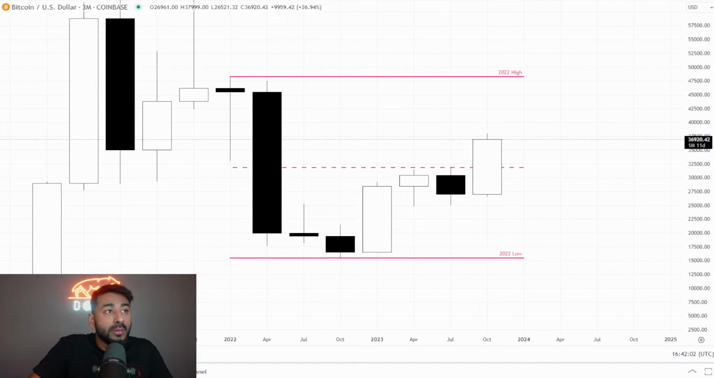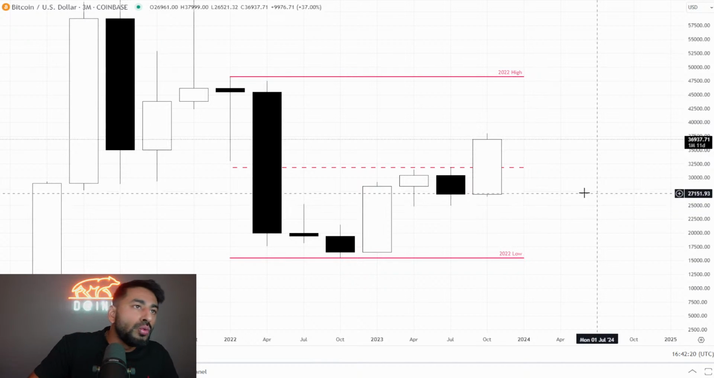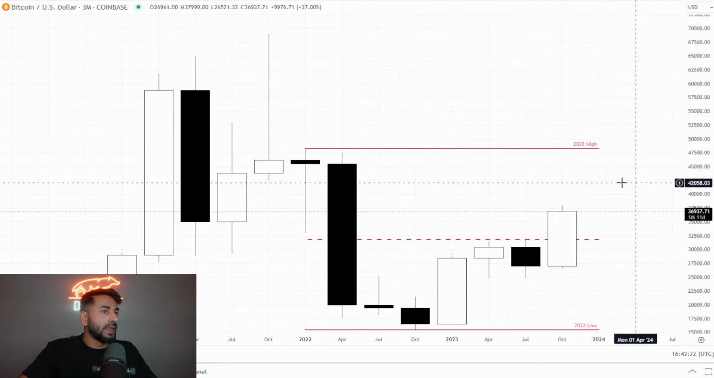On the quarterly, what we've also done, I think there's a bit of a consolidation over here. This is the low, and that's the high. As you can see, consolidation over here leads to a breakout. Do we get a retest of this area here? Bullish price action, we can go up into 2022's high. That's the key thing.